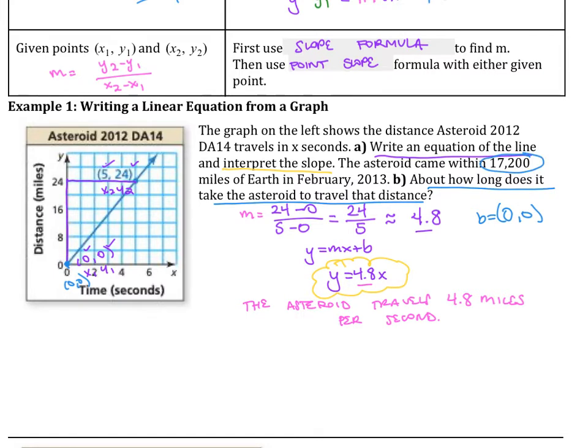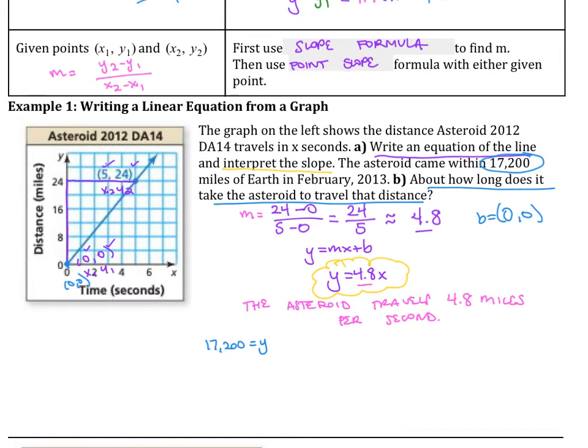So if we look at our equation here, what does the x represent? The x represents our seconds, and then the y represents the total distance. And so therefore, if we know that we're looking at 17,200 miles, which variable does that represent? Well, 17,200, because it has to do with distance, that's going to equal our y value, right?